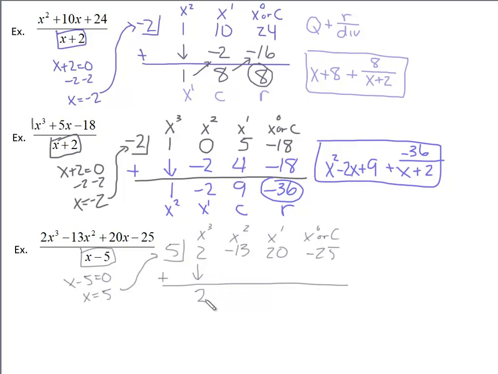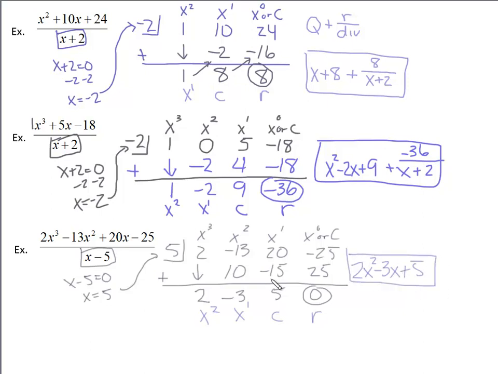2 was my first coefficient. 2 times 5 is 10. When I add, I get negative 3. Negative 3 times 5 is negative 15. When I add, I get 5. And 5 times 5 is 25, which does end up giving me a nice remainder of 0. So I knew this was supposed to have a nice remainder, so it's a good thing we caught me. That's my remainder, that's my constant, that's x to the first, and that's x squared. So I'd write this as 2x squared minus 3x to the first plus 5 with no remainder, so I don't even need to write it.